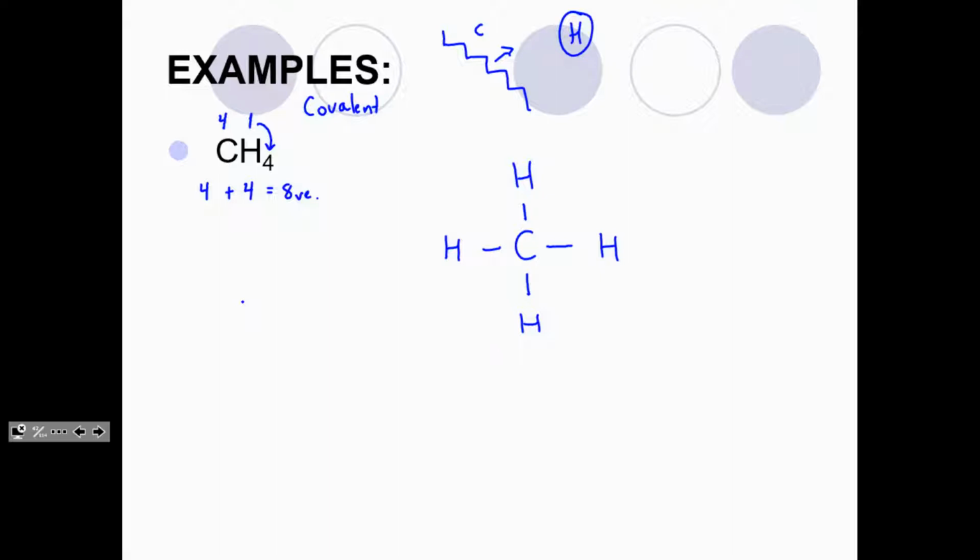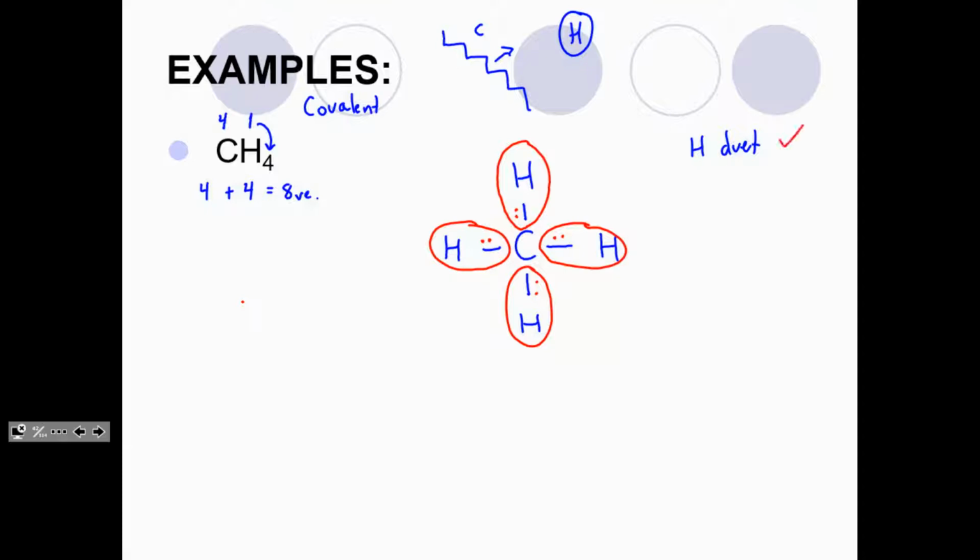Step 4, I'm going to make sure that every element has the right amount. Hydrogen follows the duet rule. So each one has 2 next to it. Each line represents 2 electrons, remember. So each hydrogen has 2. So it's good. Now how about the carbon? The carbon needs 8. It follows the octet.